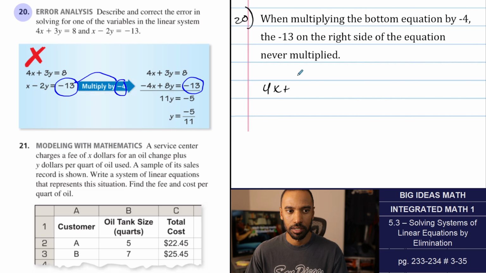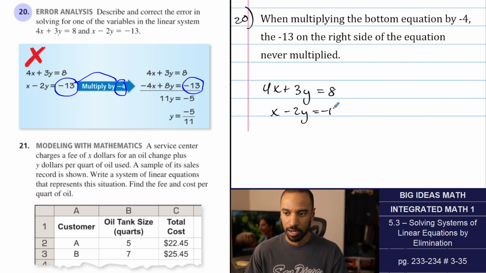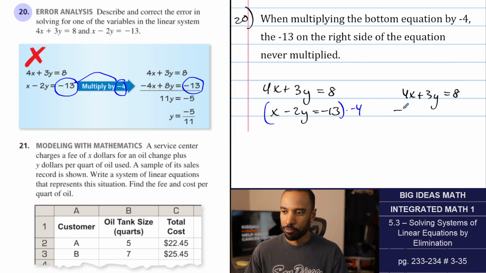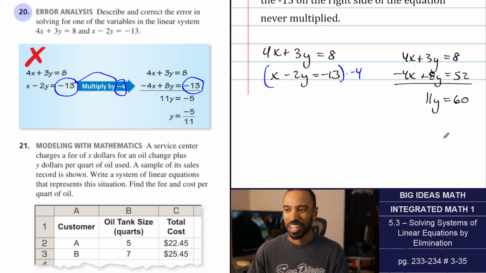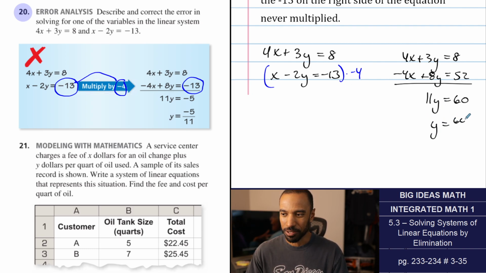4x plus 3y equals 8. We're not solving the whole system, but just solving for one of the variables. So we have x minus 2y equals negative 13, and I would indeed multiply the bottom equation by negative 4. So now we'll have negative 4x plus 8y, which they had as well, but not negative 13, rather negative 13 times negative 4, which is positive 52, I believe. Yeah. So 11y equals 60, and you divide by 11, you get y equals 60 over 11.